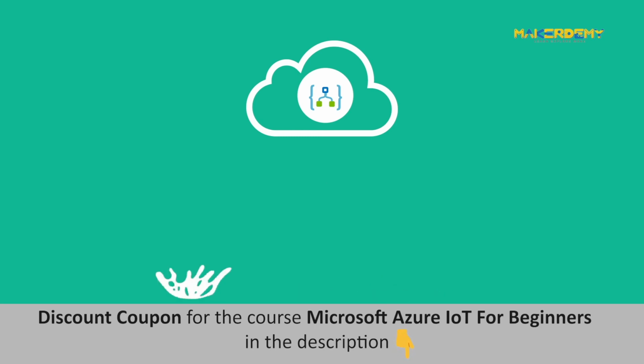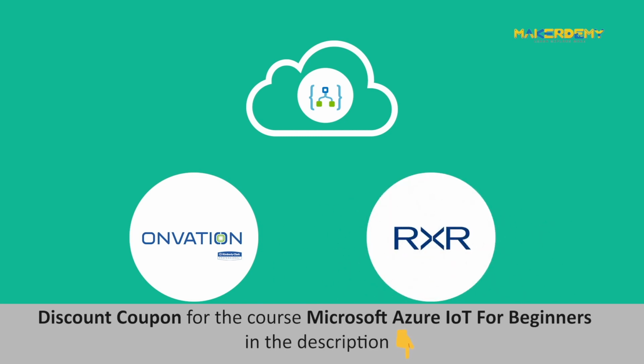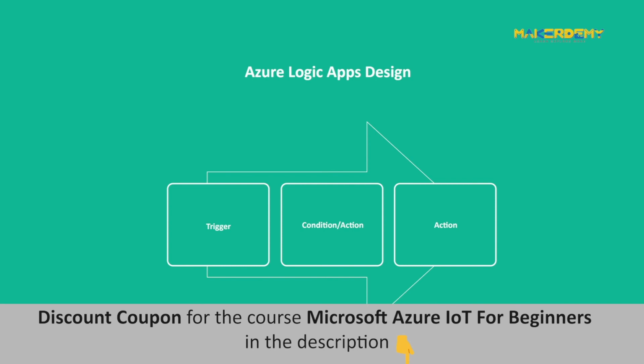Some IoT companies like Onvation and RXR Realty use the Azure Logic Apps service along with various Azure IoT services. This brings us to the end of this video. We will learn how to design a Logic App workflow to get alerts further in this course.